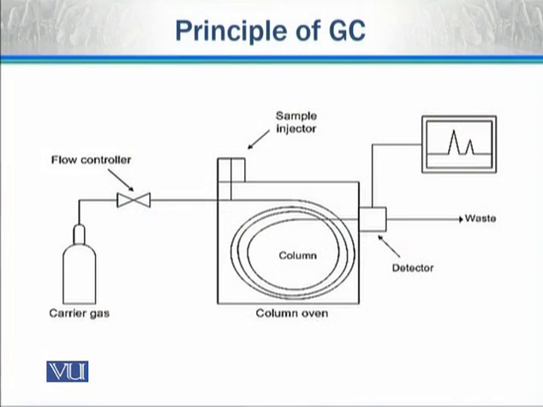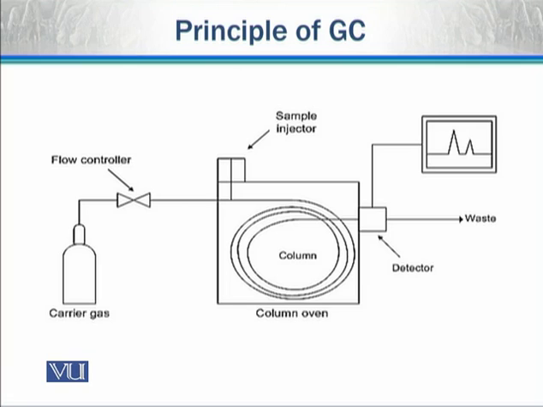Here we can see various components of a gas chromatograph. On the left side we can see the carrier gas, which is normally an inert gas like helium, argon, or some other gas. There is a flow controller, which can control the flow of this gas. On the top we can see the sample injector, where the sample is injected normally with the help of a syringe. Then we have the column, which is coiled so that it can be fitted into this space. This column has the stationary phase.